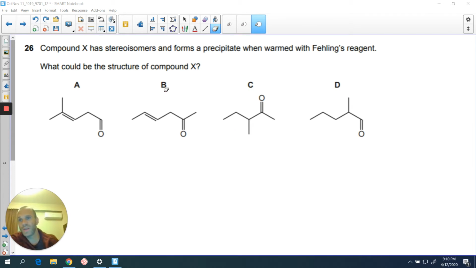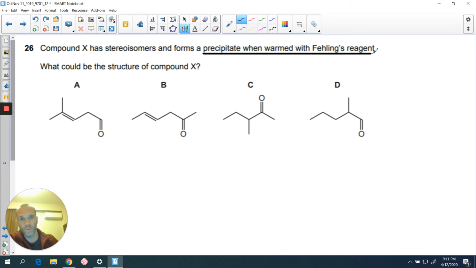All right, question 26. Compound X has stereoisomers and forms a precipitate when warmed with Fehling's reagent. What could the structure of compound X be? Okay, a couple of really key bits of information here. One, that it forms a precipitate when warmed with Fehling's reagent.